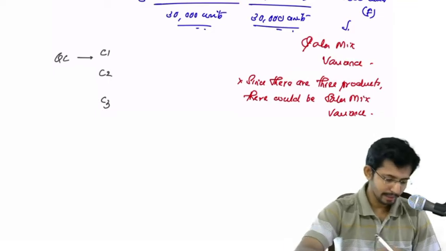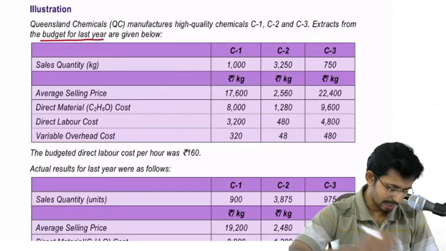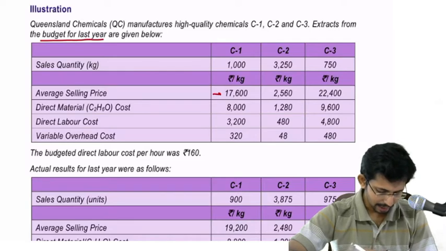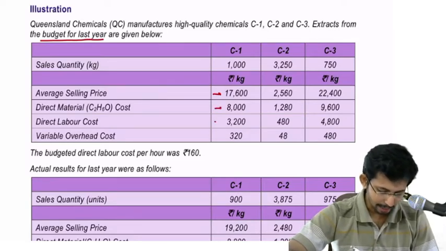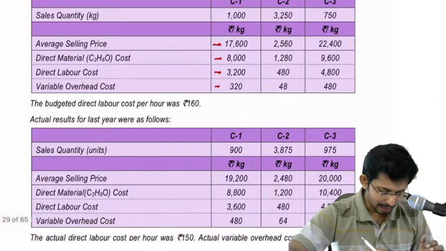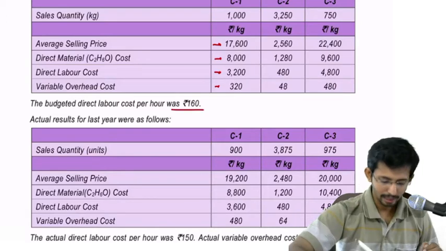Now what is the information given? You have the extracts from the budget for the last year. Budgeted data is available. Sales quantity details are there. Average selling price per kg. Then direct material cost is given. Then direct labor cost is given. Variable overhead cost is given as per the budget for each of these 3 products. Now the budgeted direct labor cost per hour was how much? 160. That is the labor rate.